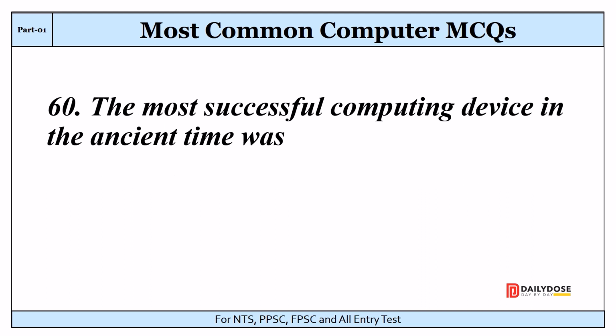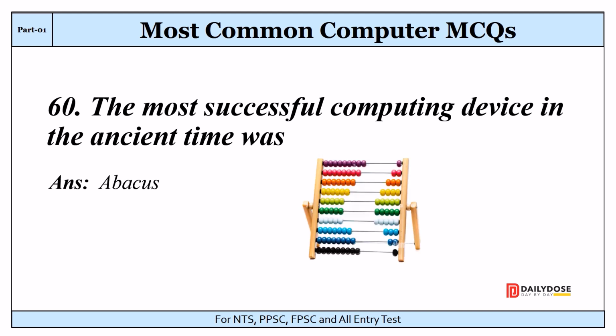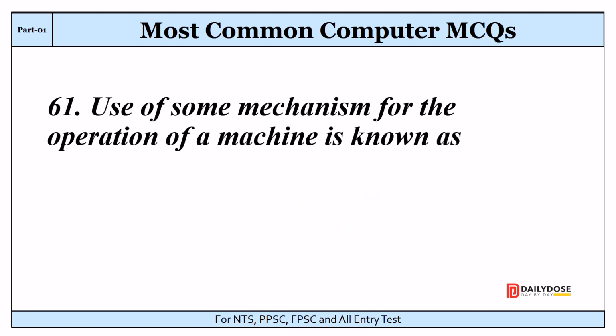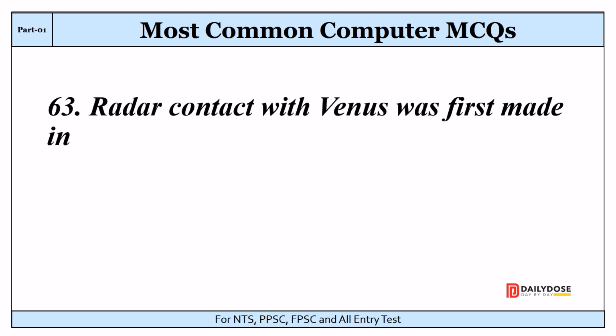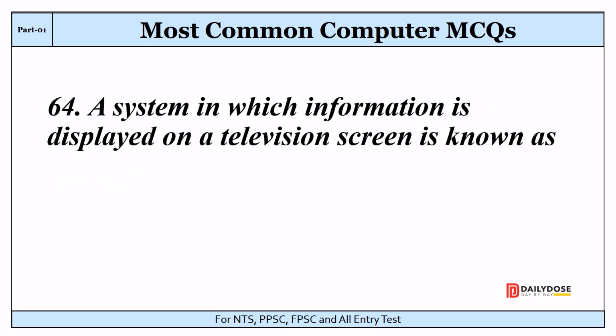The most successful computing device in ancient times was the abacus, and this picture shows an abacus. The use of some mechanisms for the operation of a machine is known as automation. Radar contact with the moon was first made in 1945. Radar contact with Venus was first made in 1961.